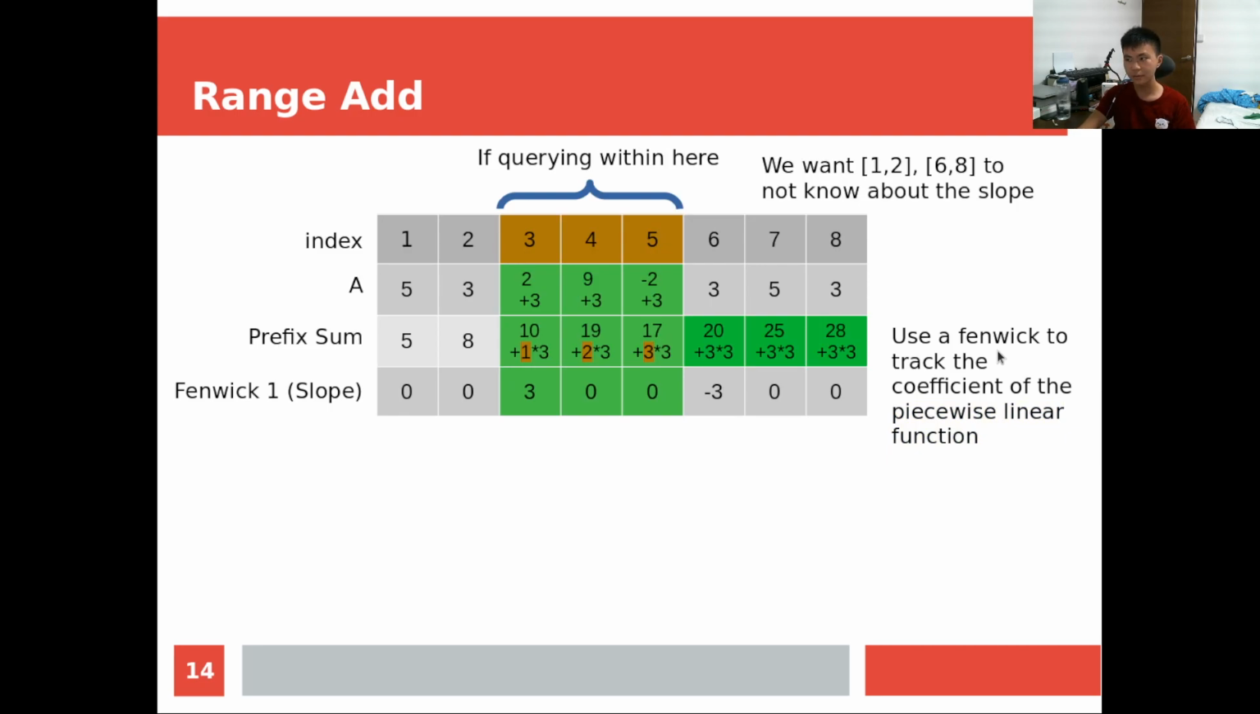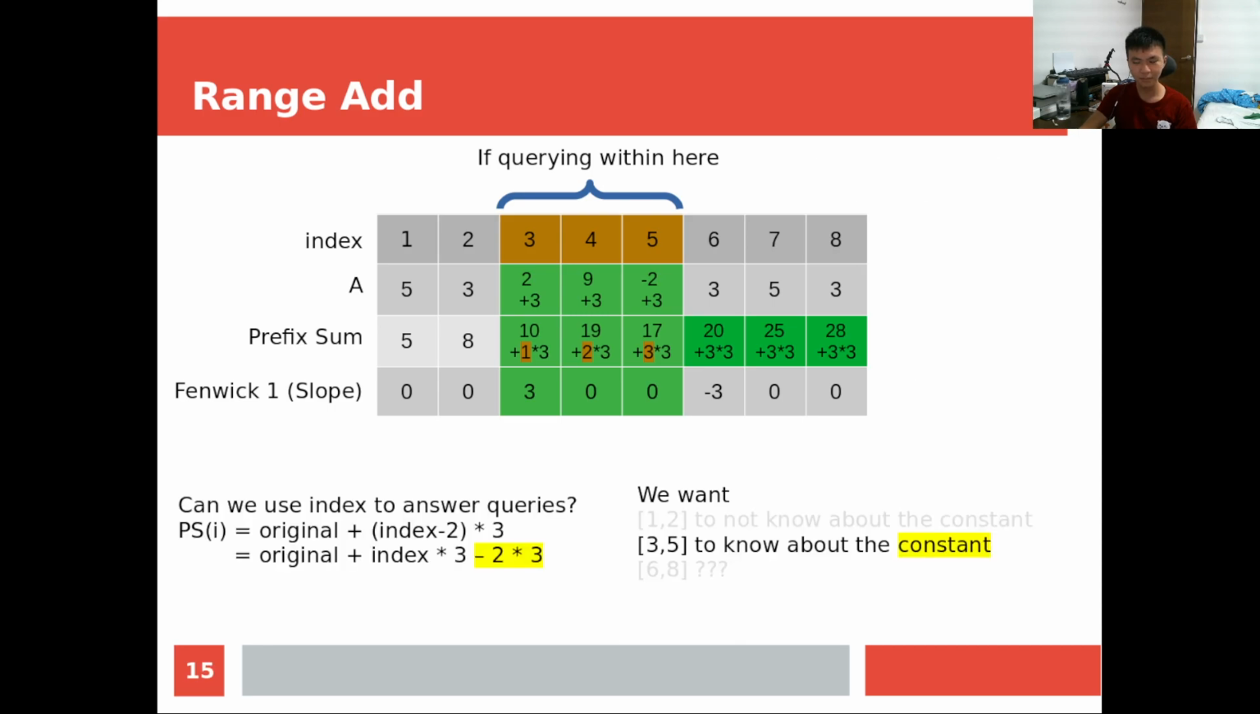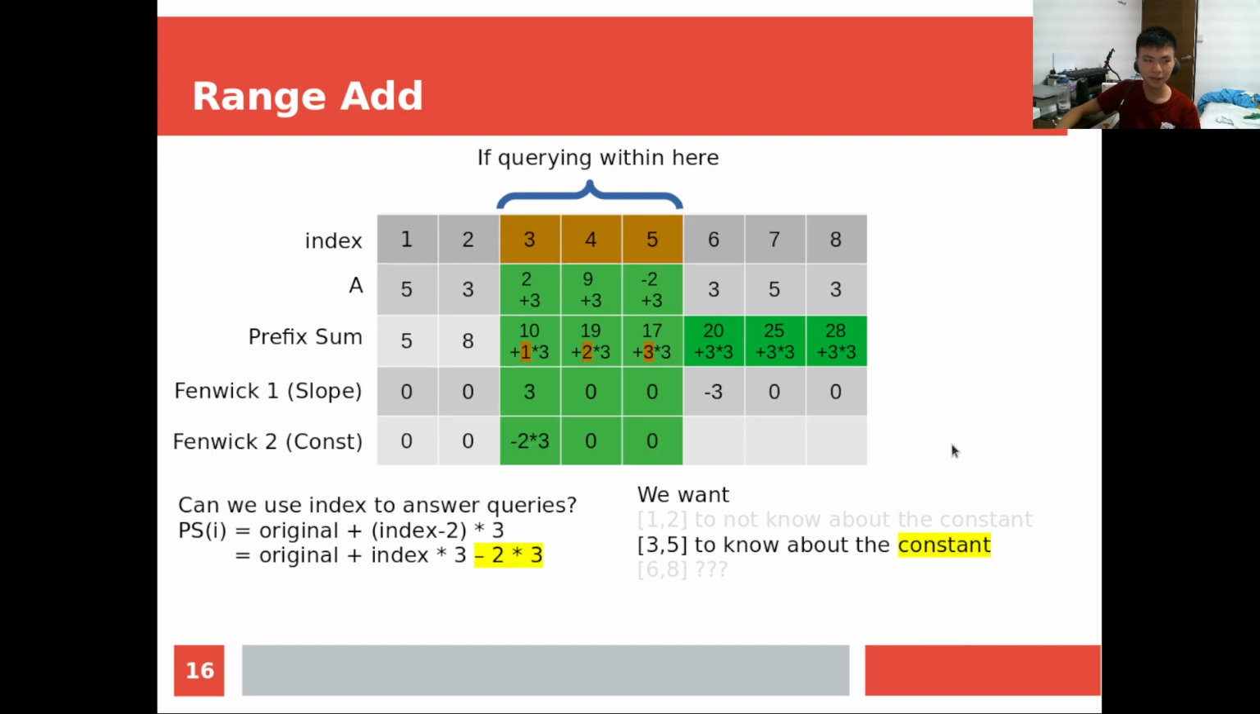So back to topic, right? Back on track. We have successfully kept track of the slope of the piecewise linear function. How about the constant terms? What about this minus 2 times 3? Likewise, similar to the slope, we only want indices 3 to 5 to know about this minus 2 times 3. So in the second Fenwick tree, we insert minus 2 times 3 at index 3.